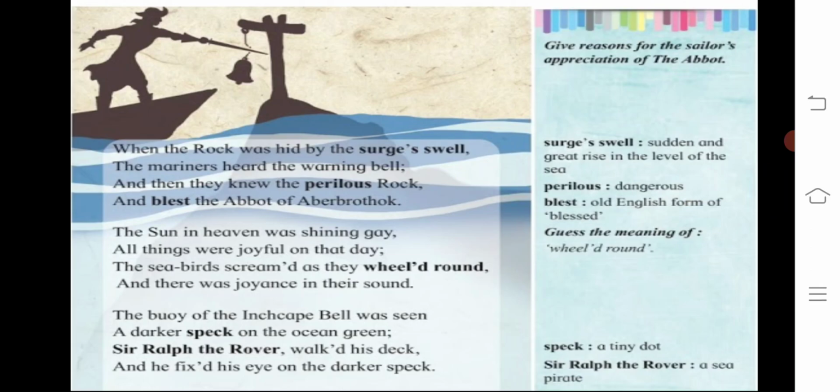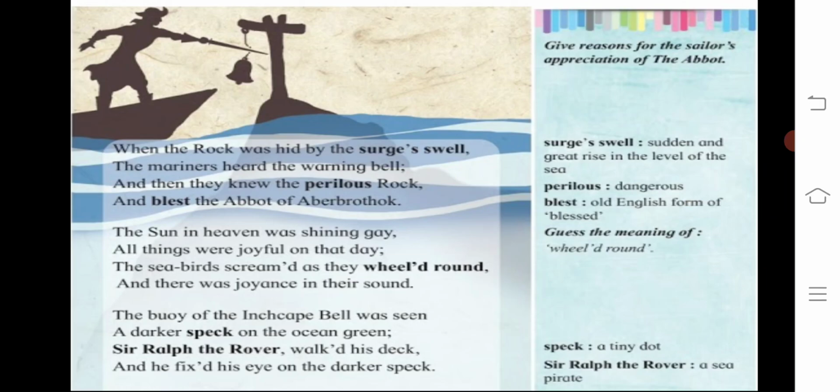He was on his vessel. Vessel means on his ship he was, and he fixed his eye on the darker speck. His eyes were fixed tightly on this speck. Speck means a tiny dot, and already in the same stanza we got the reference. What is looking like a tiny dot? That is Inchcape bell.